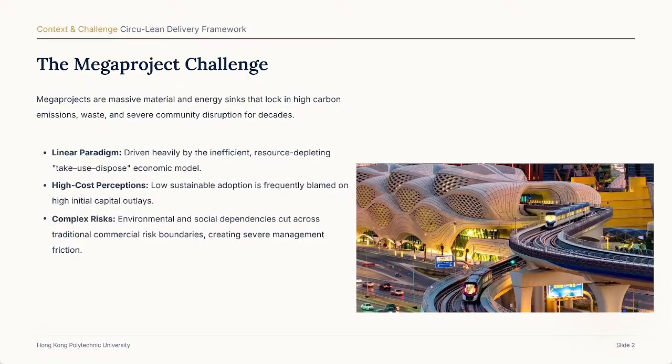So any new sustainable practice suffers a lot from the high cost perception, because anyone who wants to develop a sustainable practice in their project sees it as high cost, because they focus on three pillars: economic, environmental, and social. So they see it will be more expensive.